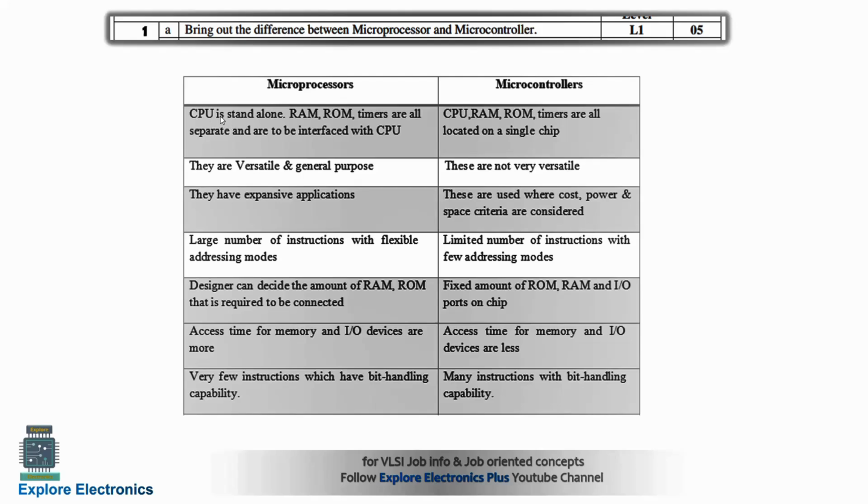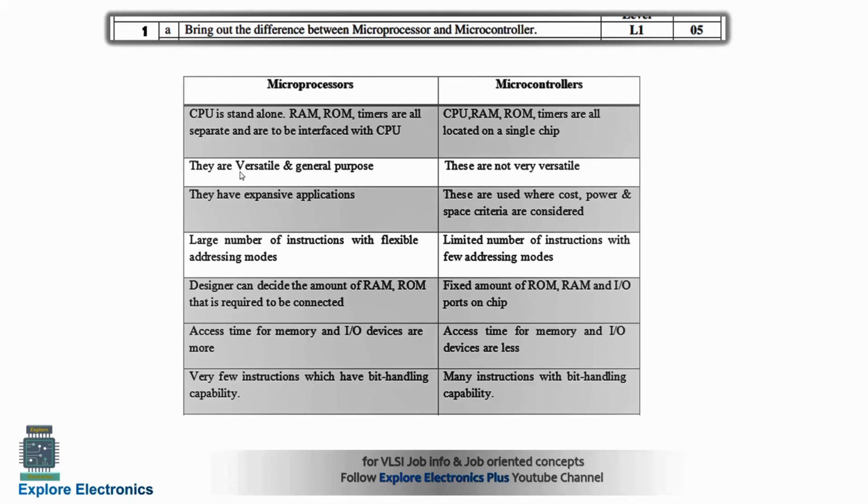CPU is standalone here in microprocessor. RAM, ROM and timers are separate and are interfaced to the CPU. And in microcontroller, it will be having a CPU, it will be having a RAM inside, it will be having a ROM inside, and also timers, all present in a single chip. But in microprocessor, all are externally connected.